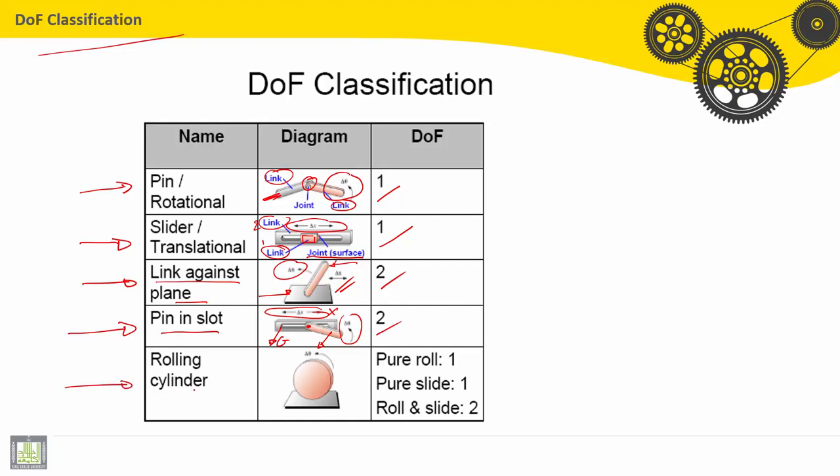Finally, we have a rolling cylinder. So this cylinder can make delta theta according to the plane fixed to the ground. So we have a pure roll. This is 1 degree of freedom, and we have pure slide x or y. This is also 1 degree of freedom. In total, we find 2 degrees of freedom, roll and slide.